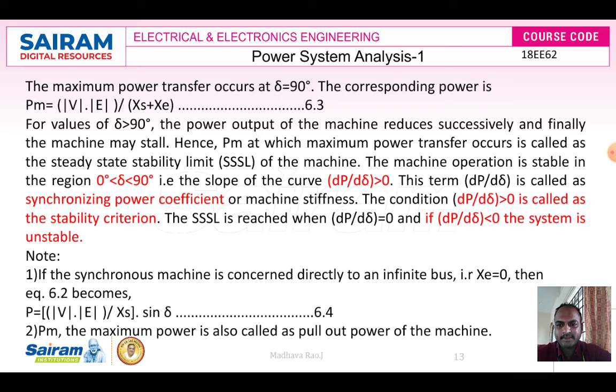From the power angle equation, Pm is the maximum power transferred, Pm is equal to modulus of E into modulus of V by (Xs plus Xe). When delta is greater than 90 degrees, the power output of the machine reduces successively. Finally the machine may stall, that is, the machine is at an unstable position. The maximum power transfer is called the steady state limit. Delta lies between 0 and 90 degrees on the curve.